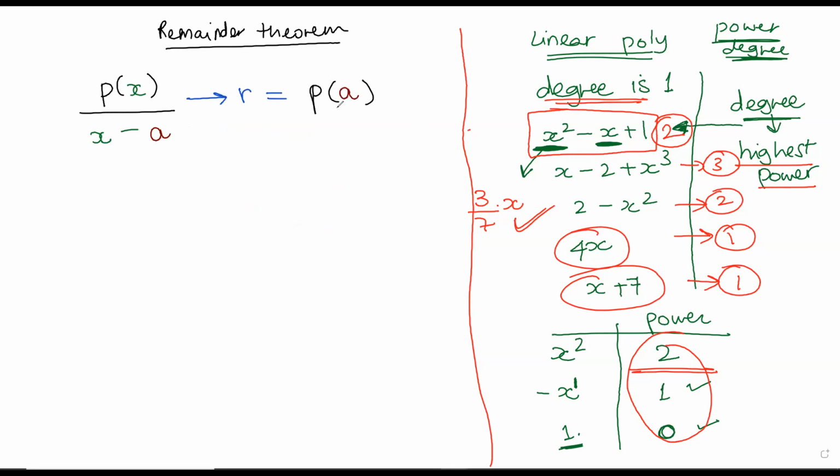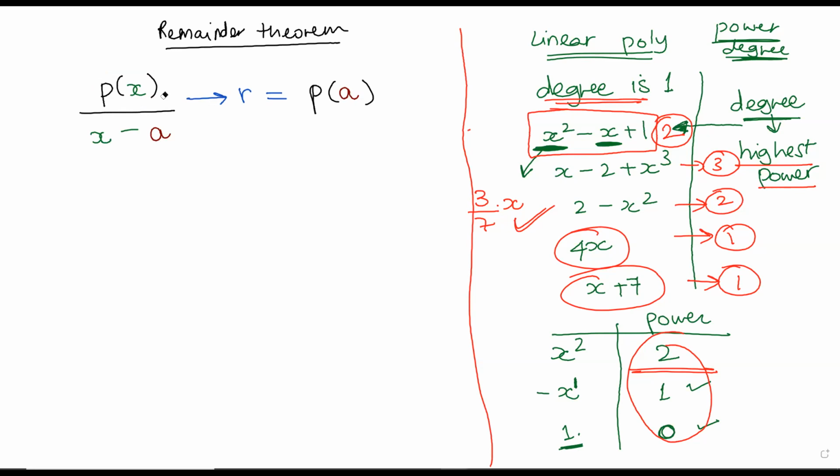This means that if you take this polynomial, and in place of the variable x, we put the value of a everywhere wherever x is there, that is P of A. So this theorem is telling us that when you divide these, the remainder will be equal to P of A. Now we'll see how that works out. Don't get confused. There's nothing to worry about here.